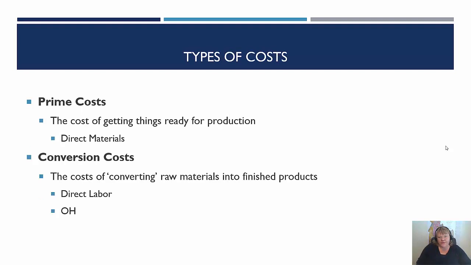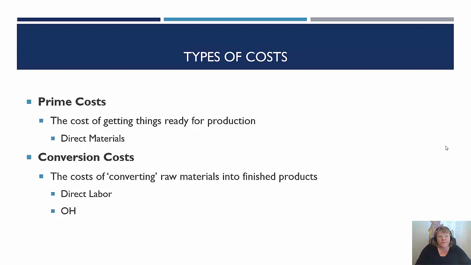Now, there's two types of costs. It's prime cost and conversion cost. And you'll see this in homework assignments and cases and things like that. It just depends on what the company refers to these costs as. Some of them call them direct and indirect. Some of them call them prime and conversion. It just depends on what the company uses in a regular term, and you just need to know all these.